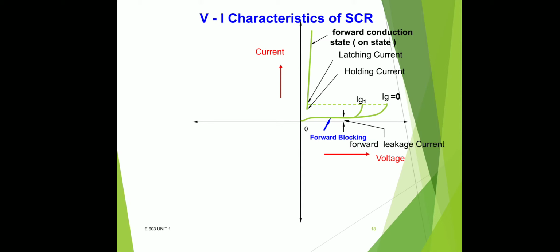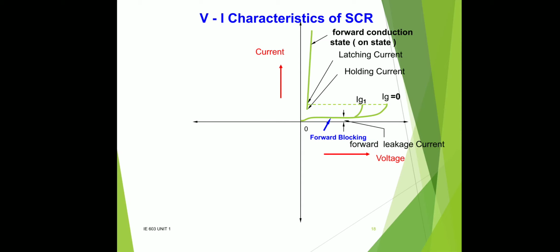Holding current. Latching current is indicated with IL, I with subscript L, and holding current is indicated with IH, I with subscript H. Holding current is the minimum value of anode current below which the SCR gets turned off.